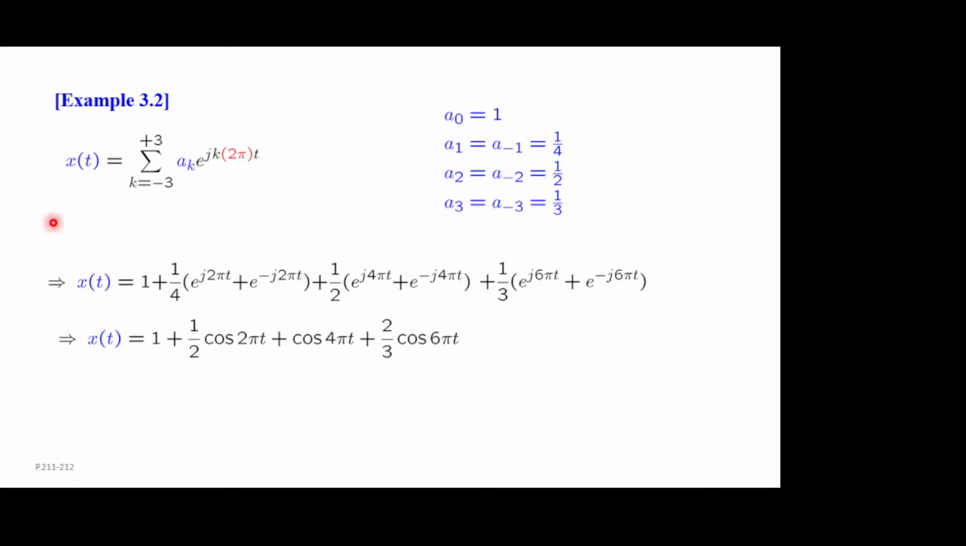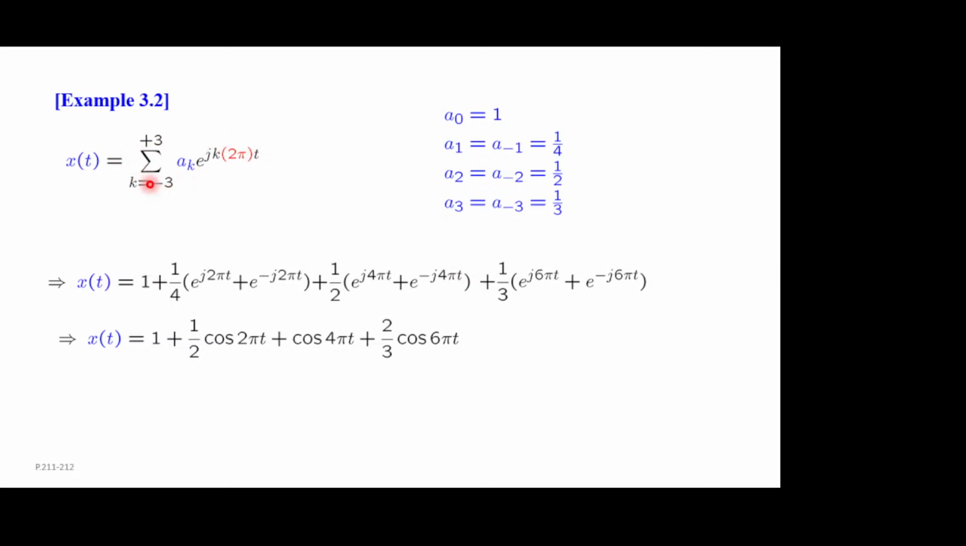So we have x of t with a finite range of k in this example: k from minus 3 to plus 3. And for a_k, a0 equals 1, a plus minus 1 equals 1 over 4, a plus minus 2 equals 1 over 2, and a plus minus 3 equals 1 over 3. There's nothing special here, we just put some numbers. But the special thing is that plus minus k all have the same value, so we can write x of t in a nicer form.